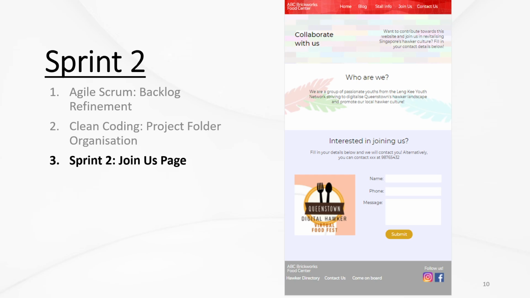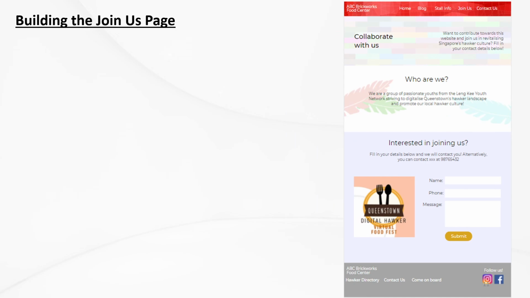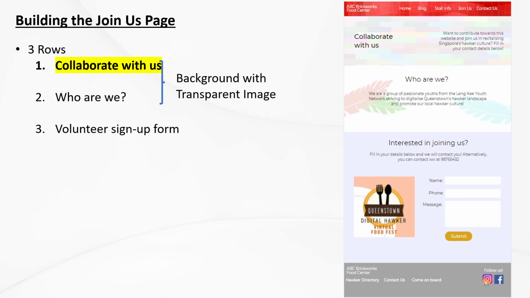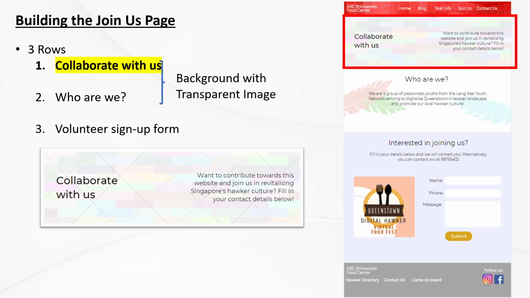So let's start the real fun, which is to delve into the construction of the joiners page. Before we start, let's take a look at the wireframe of the joiners page on the right. This page is actually made up of 3 rows. The first 2 rows are pretty similar because you have a transparent background image and text in front that is not so transparent. So let's start with the first row.